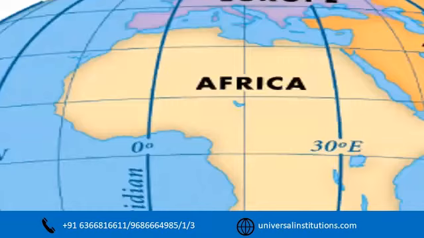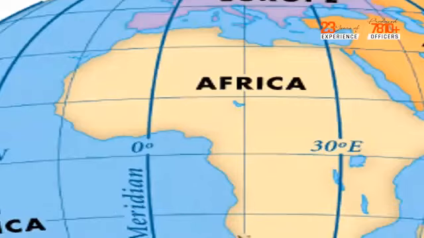And they divide Earth into east and west. Eastern hemisphere, western hemisphere. So everything to the east of 0 is east. Everything to the west of 0 is west.